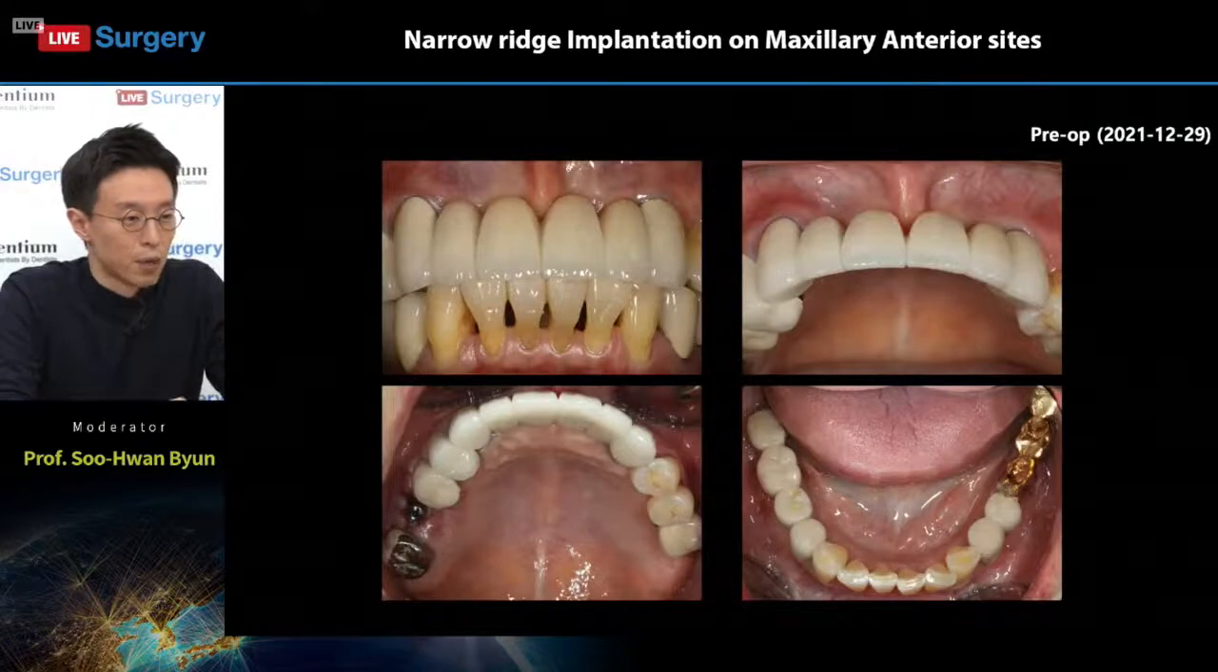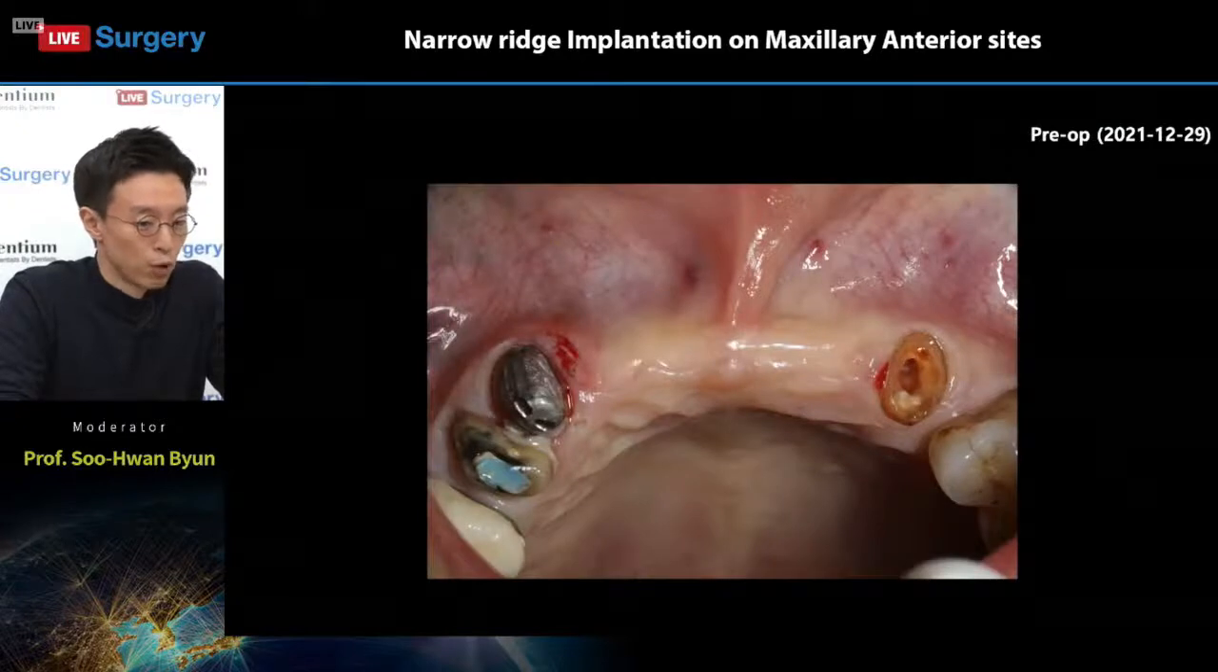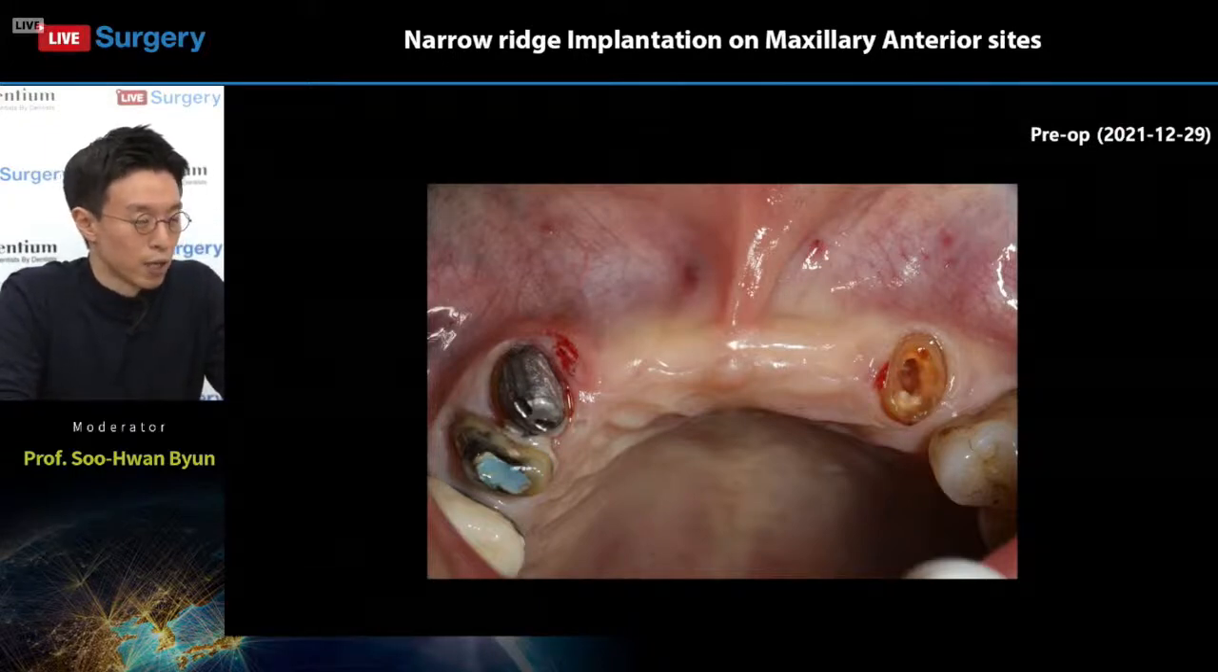This is the preoperative clinical photo. We can see the 8-unit bridge at the maxillary anterior area. The bridge was removed for implant surgery. The ridge width of 11 and 21, both incisor areas, is narrower than that of the adjacent tooth areas, the canine and premolar area.